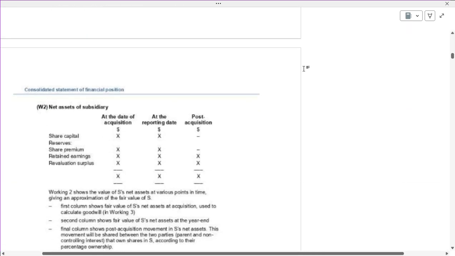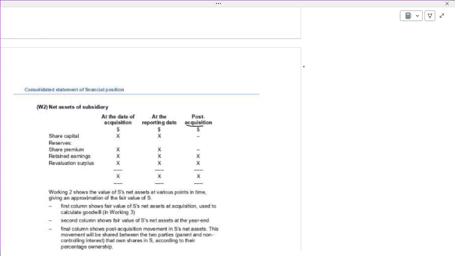The second is what? We are talking about the net assets. What are the assets at the date of acquisition? What are the assets on the reporting date? Reporting date is nothing but the 31st December, 31st March, whenever they are preparing the financial statements. And the difference will be the post-acquisition profit.